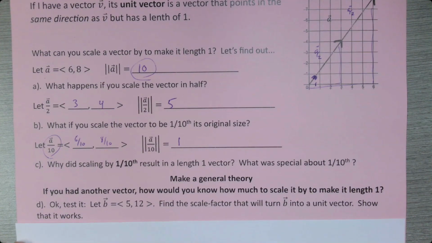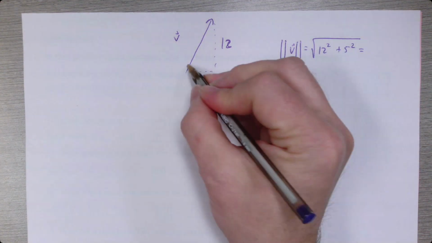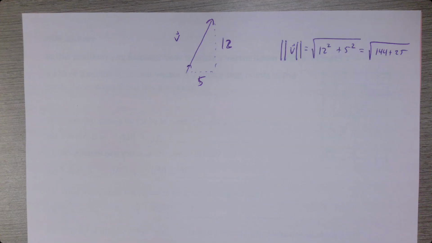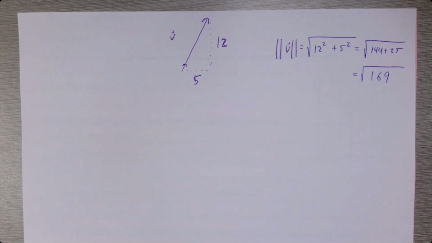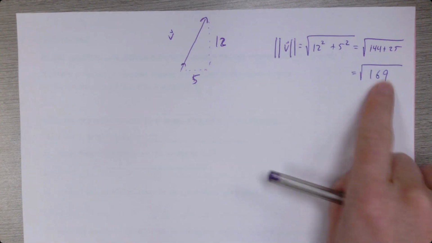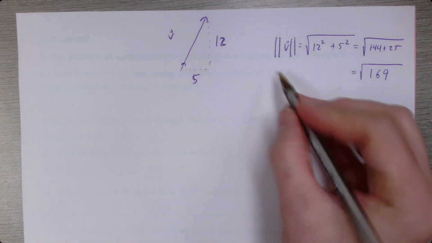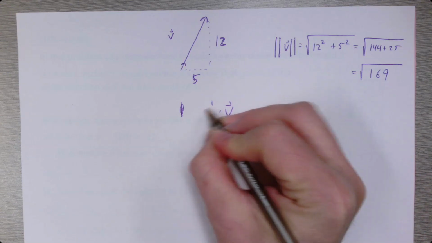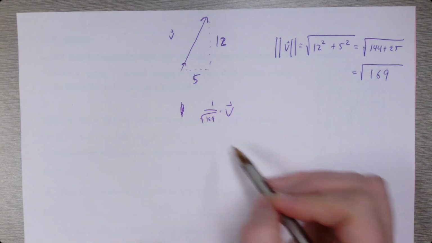So let's test that theory now with 5, 12. All right, so here we've got vector v. I want to make it into a unit vector, so length 1. The magnitude of v is going to be 12 squared plus 5 squared, which is 144 plus 25, which is the square root of 169. Maybe this feels familiar to you and you think, oh, I know how that simplifies, and maybe not. Let's not simplify it now. Let's just keep it this way. So how are we going to modify v? Let's take v, but let's multiply it on the outside by 1 over root 169.